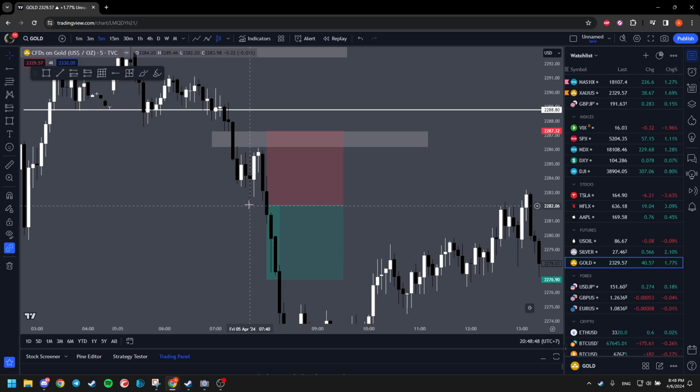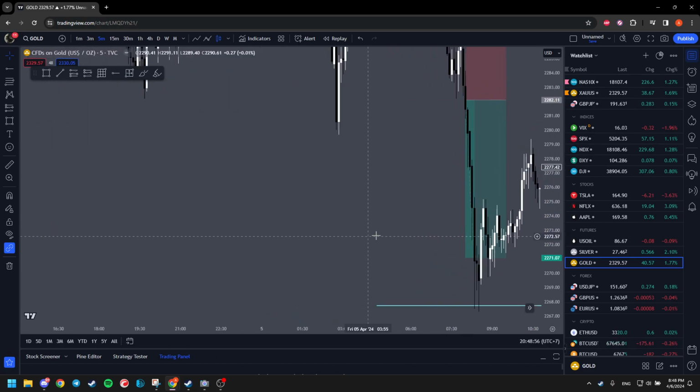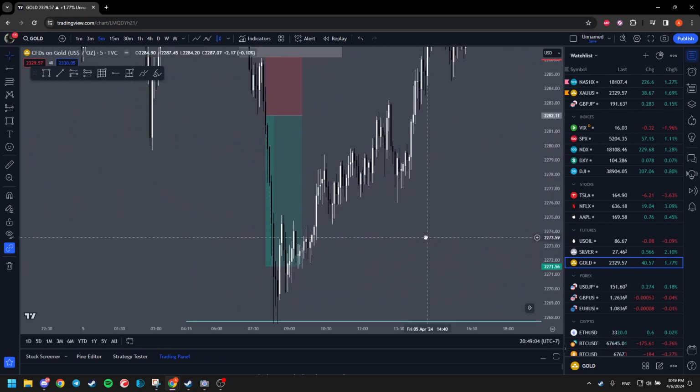Because why? It broke structure from the previous low. My stop loss probably would be on top of this area here. And my take profit will probably be this previous area here. That's a really nice entry.